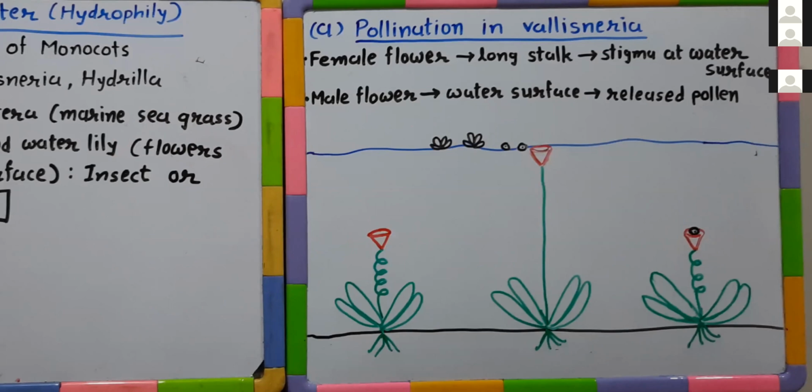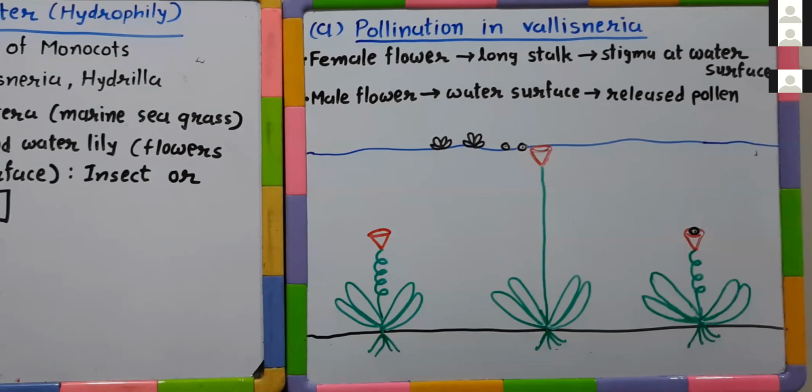Pollination in Vallisneria. Vallisneria is an aquatic plant. Entire plant body is underwater. Male flowers get detached from the mother plant, come to the water surface and release the pollen grains on the water surface, which keep on floating with this water.